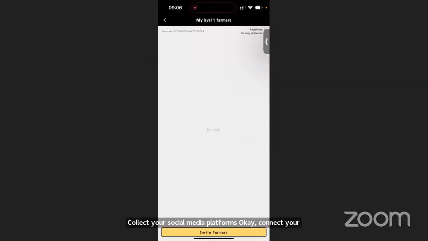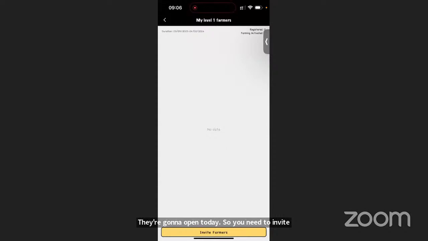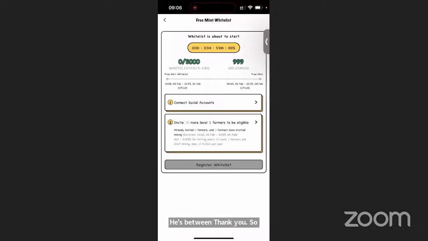Qualification: you must have invited at least 5 farmers who have been mining. And they are going to open today. So you need to invite at least 5 farmers. The duration of the invitation is between 2023 September.